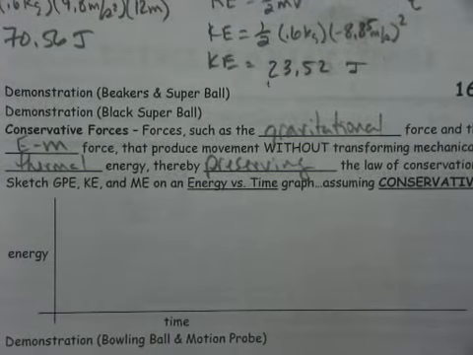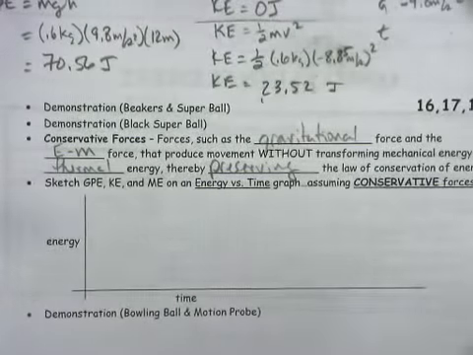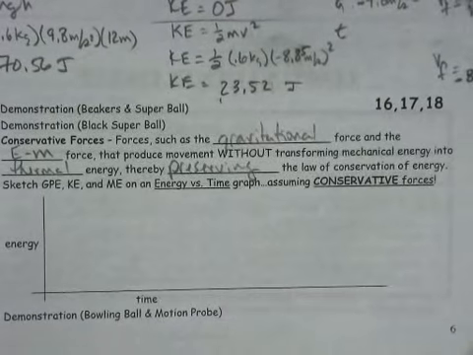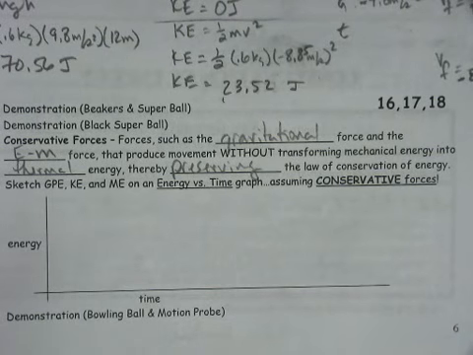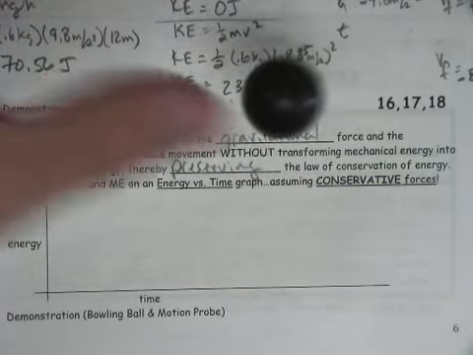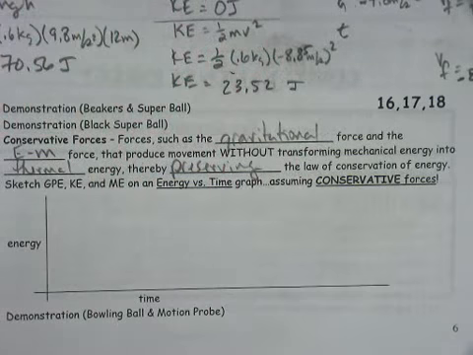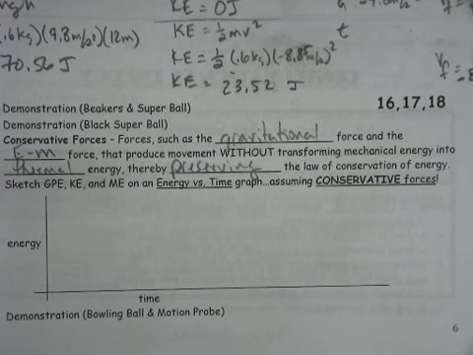So I think this graph down below will be helpful. We're going to sketch gravitational, kinetic, and mechanical energy on an energy-time graph, assuming conservative forces. We're going to take an object, let it drop once, and sketch what's going on with the gravitational potential energy, the kinetic energy, and the mechanical energy. Let's do gravitational because it's the easiest.